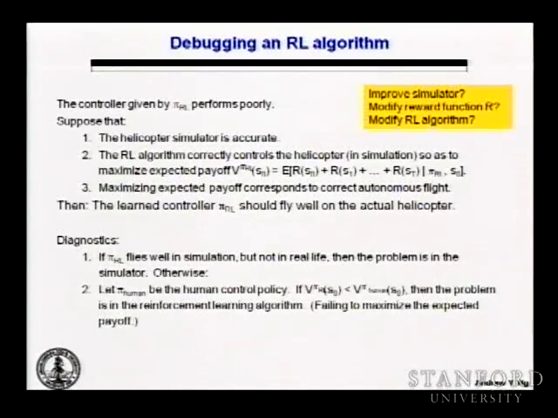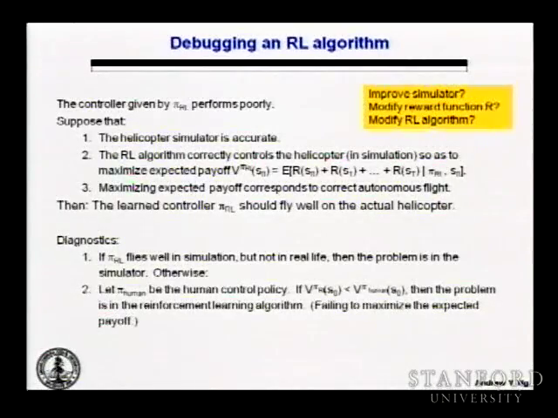But you can see, does the human obtain a higher or a lower sum of rewards on average than the controller you just learned? Okay? And the way you do this, you actually go and fly the helicopter and just measure the sum of rewards on the actual sequence of states the helicopter flew through.